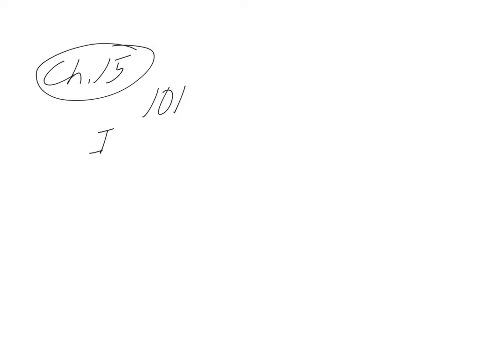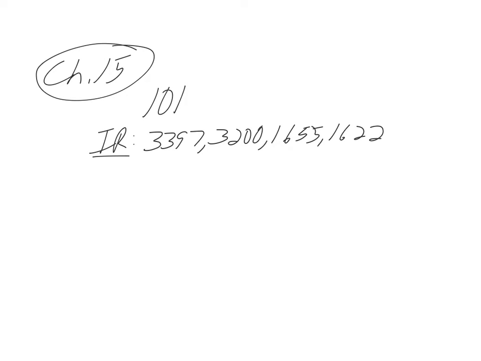So taking a look at something from chapter 15, sampling homework. What it says is our molecular mass is 101, and in IR we have stretches at 3397, 3200, 1655, and 1622. For C13, we have three different types. We have one at 27.5, one at 38, and another one at 180.5.